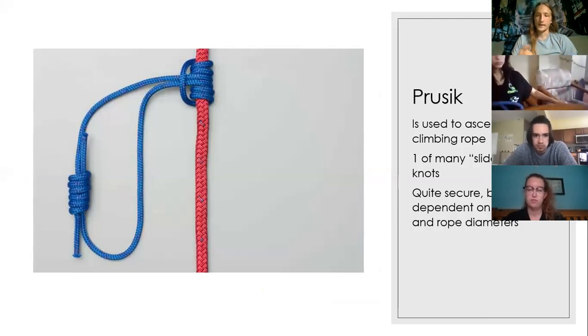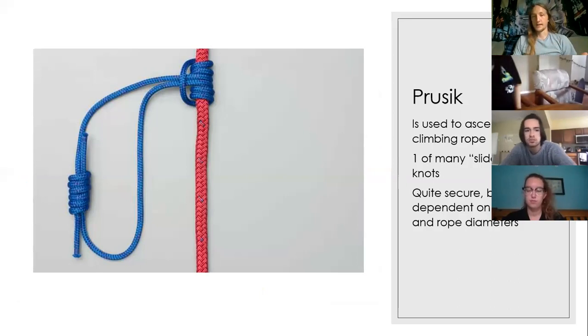So it's going to be a knot that can slide along a rope, but when you pull the loop portion that's connected to the knot, it's going to grip the rope and hold on to it. So it's kind of a way to track your progress and keep you on a climbing rope, and you can move it when you want it to move. Now, the prusik in particular is part of a group of slide grip knots. There's a lot of other ones.